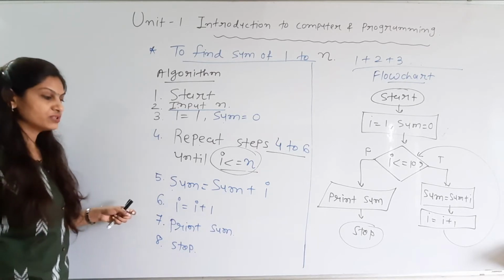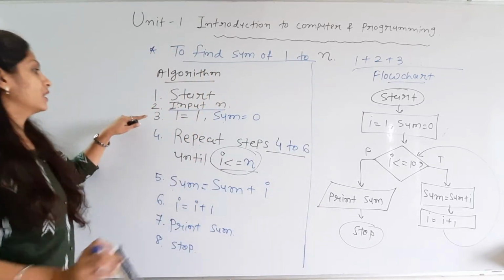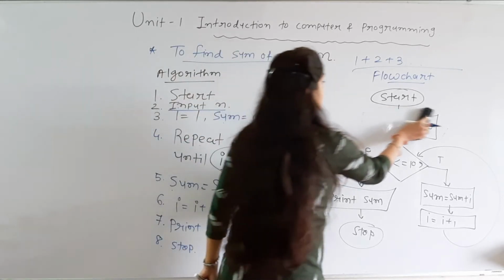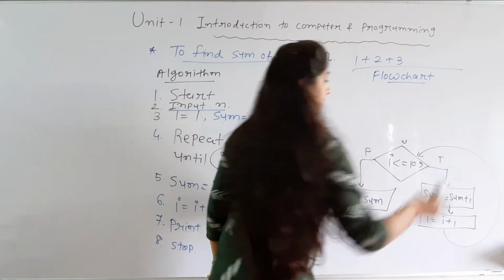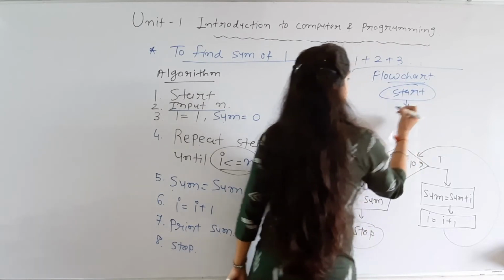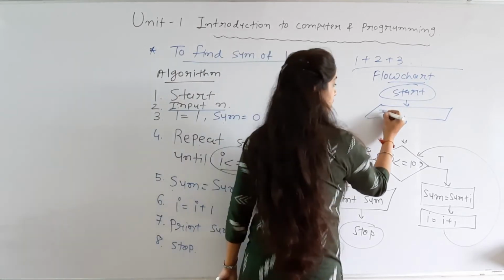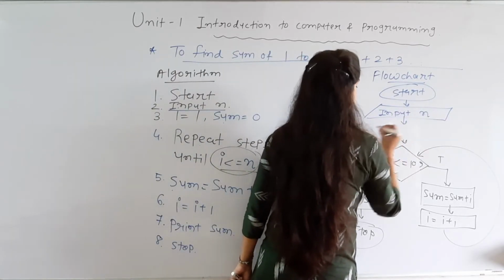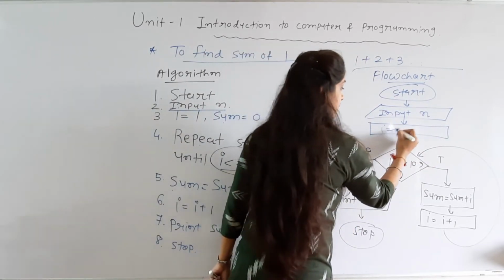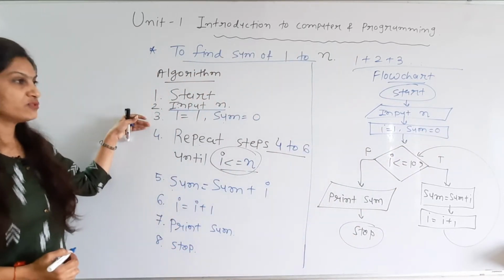Clear? So according to this change, we have to change also in the flowchart. So before the process symbol, now here we have an input. So here 2 we have to draw, that is start. Then second step is input, which value we have to give? N. So input N, and after that the process symbol is there, that is I equals 1 and sum equals 0. Clear? This change we are done.